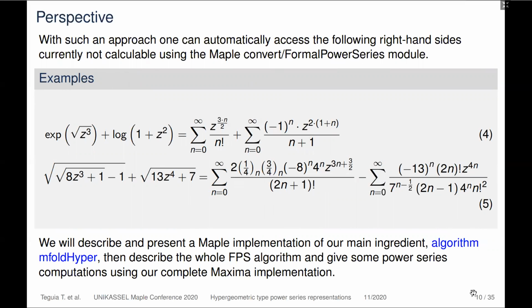Here are two examples. In this presentation, I will describe and present a Maple implementation of our main ingredient algorithm, m-fold hyper, and then also describe the whole FPS algorithm, the formal power series algorithm, with an implementation in Maxima, since I did my PhD thesis in the computer algebra system Maxima.